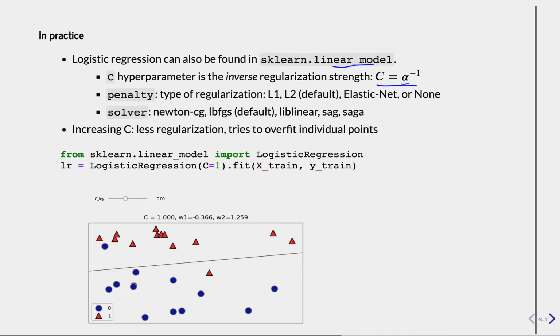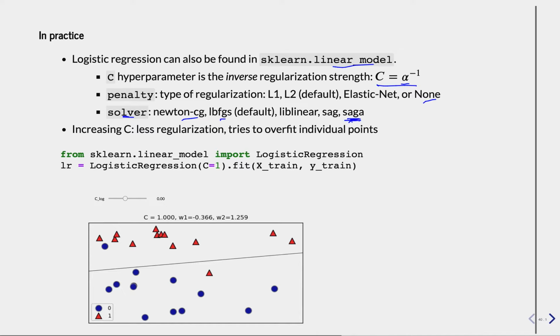The penalty we can choose between L1 or L2. We can also choose ElasticNet, or we could choose to not have regularization, although generally that's not such a good idea. And the solver, again, we can choose Newton conjugate gradient, LBFGS, liblinear, or SAGA. SAGA, the stochastic average gradient, is typically not a bad approach either. So you could also try these.